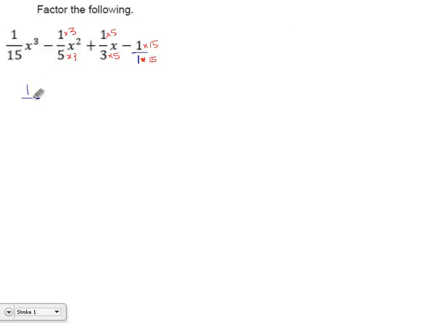That gets us to 1/15 x cubed minus 3/15 x squared plus 5/15 x minus 15/15. Okay, good.